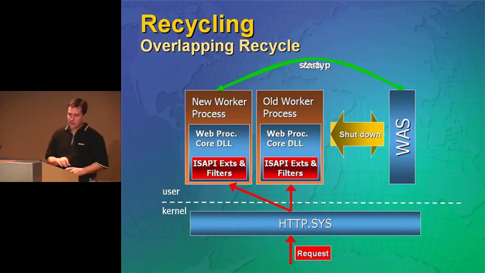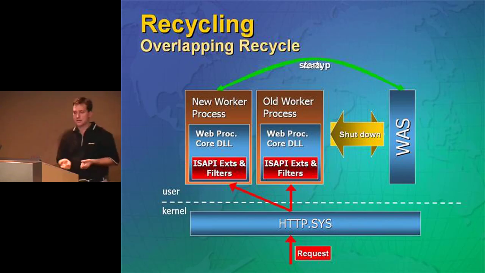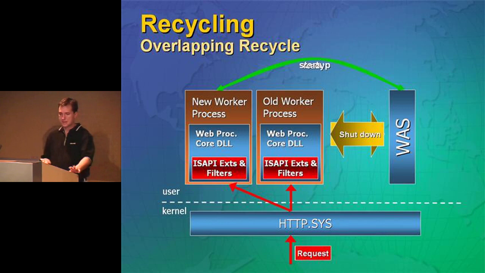So this is a slide that goes into a little bit how an overlap recycle works. The old worker process will signal to WAS that it's ready for a recycle. And WAS will, at that point, do a create process and start a new worker process. And at that time, there's still a chance that requests are coming into the old worker process. Now, at some point, the new worker process will signal that it's ready to begin processing requests, and WAS will send a shutdown message to the old worker process. When this happens, all new requests are sent to the new process, and the old one finishes and drains properly.